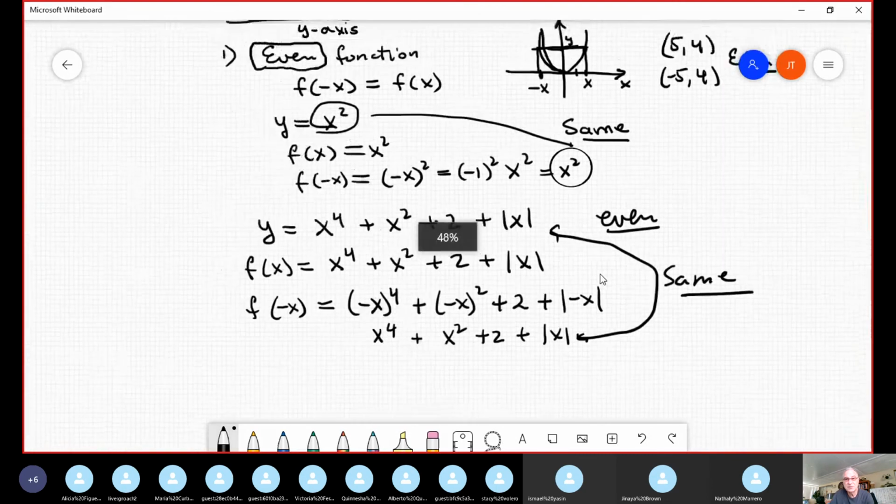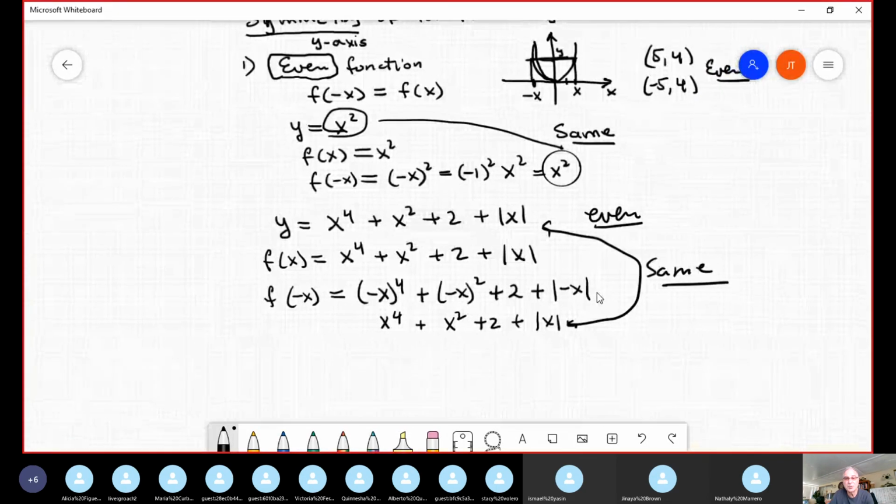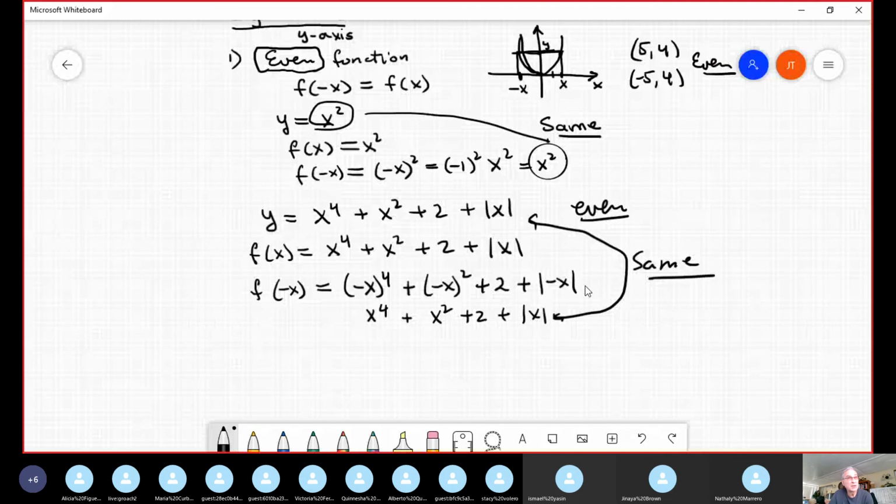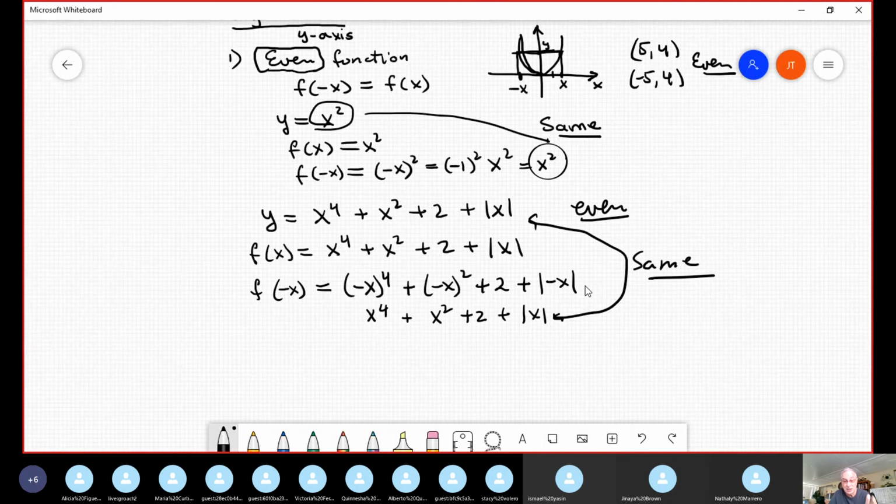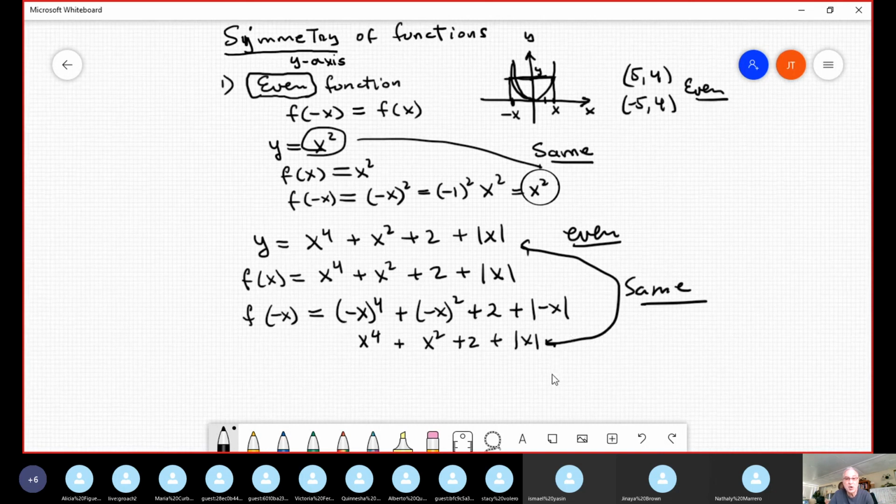Okay, in test number 2, we have one question in which you need to prove whether the function is even, odd, or neither. I want to explain now odd and neither. So neither even nor odd. Let me explain the odd function.